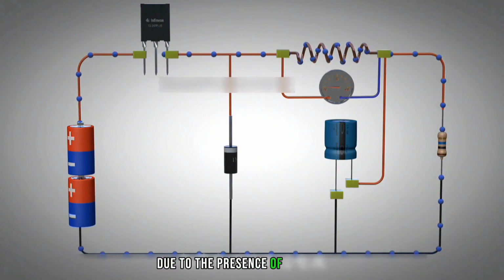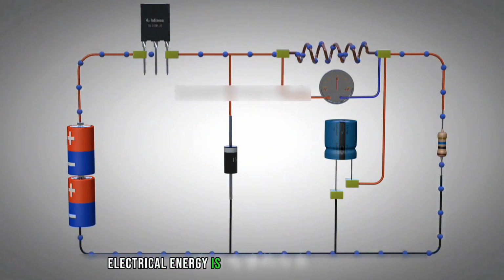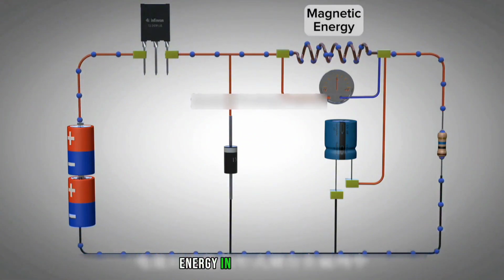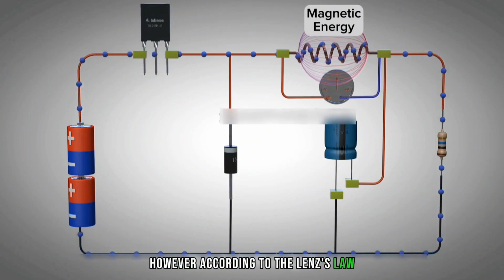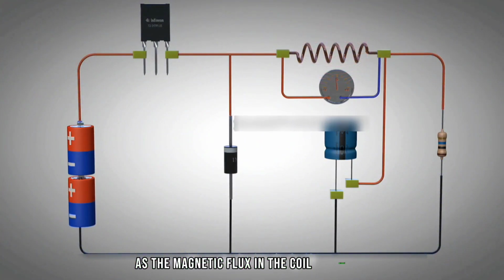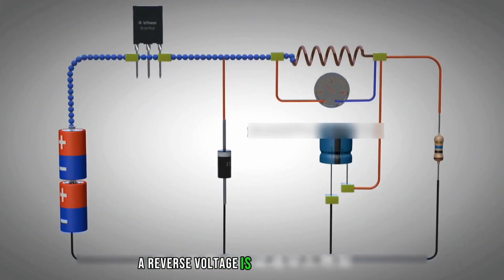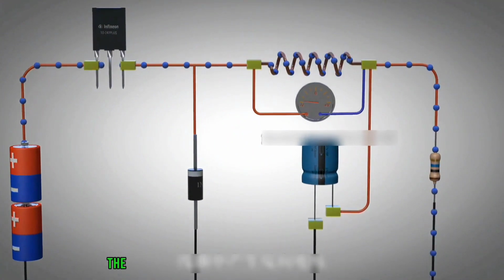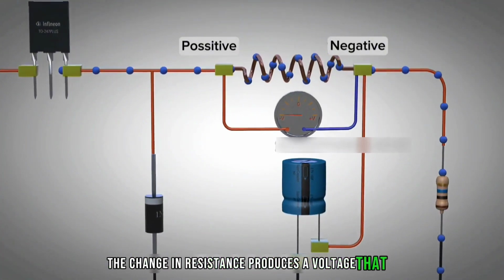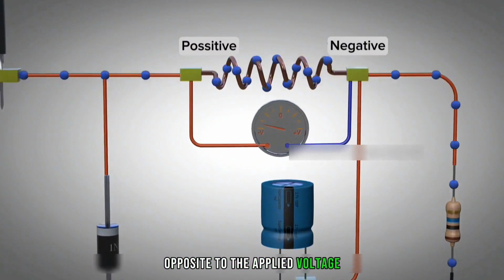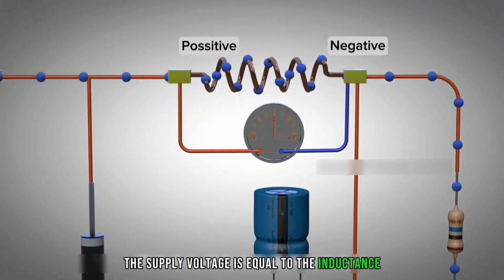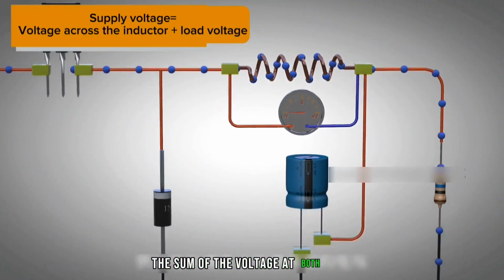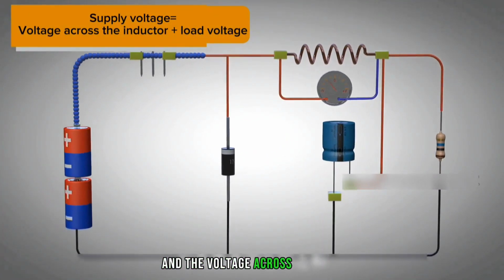Due to the presence of inductance, electrical energy is stored in the form of magnetic energy in a magnetic field. However, according to Lenz's law, as the magnetic flux in the coil increases, a reverse voltage is produced in the coil. The change in current produces a voltage that is opposite to the applied voltage. In this way, the supply voltage is equal to the sum of the voltage across the inductance and the voltage across the load.